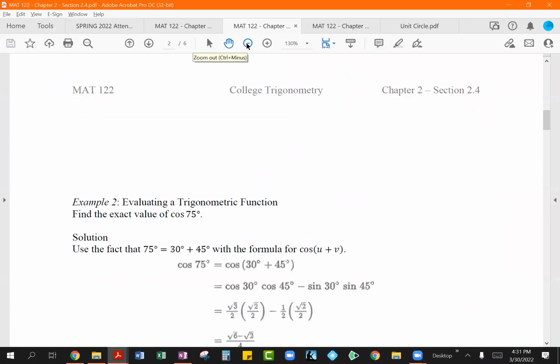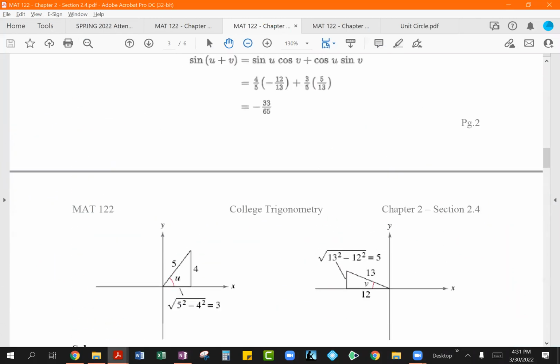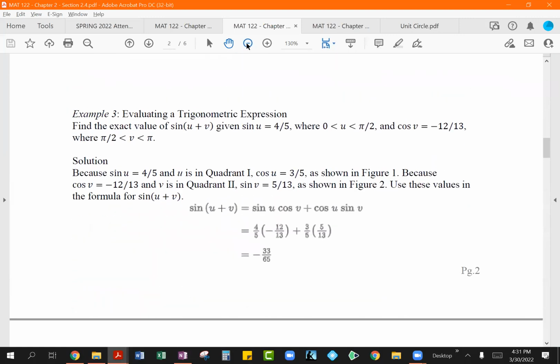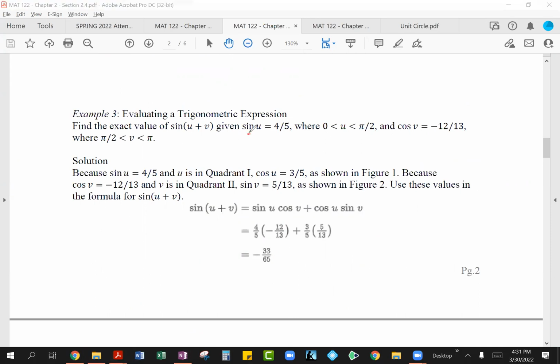So let's take a look at another example here. This one's a little bit different because they're still asking us to find the exact value of sine of u plus v, where they're telling you sine of u is 4/5 and it falls into the first quadrant. And then they're telling you cosine of v is negative 12 over 13, and that falls into the second quadrant. So they're giving you one of the values, and then they're telling you which quadrant that angle is going to fall into.